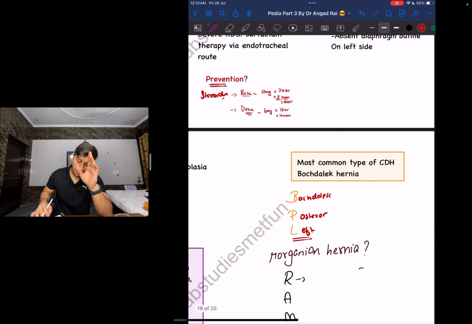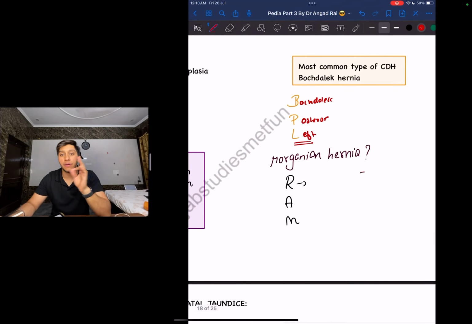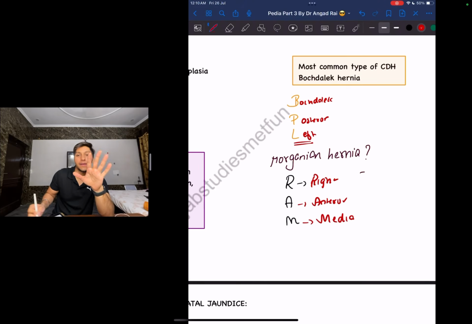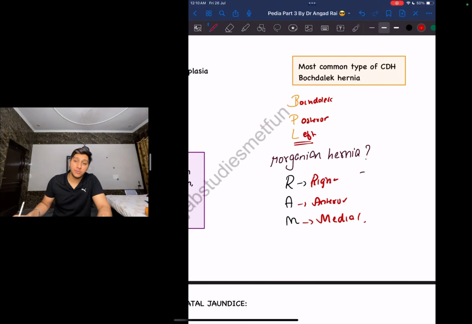Okay, Morgagni, you have to remember Ram, my friend was Ram. So R is the right side, A is anterior, and M is medial. Okay, so Morgagni hernia is going to be Ram, remember the mnemonic, and Bochdalek is going to be BPL.